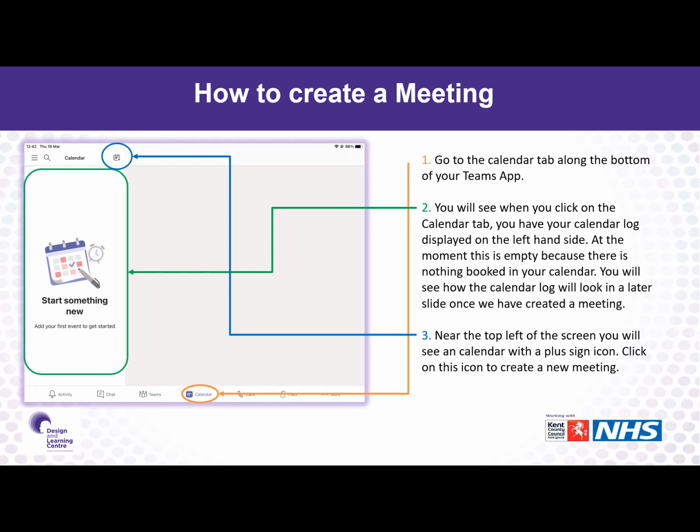To create a meeting, go to the Calendar tab along the bottom of the screen. This will bring up your calendar log on the left-hand side. This may be empty at the moment if you don't have any appointments or meetings in your calendar, but we'll see how this looks later after creating a meeting. Near the top left of the screen is a calendar icon with a plus sign. Tap this icon to create a new meeting.